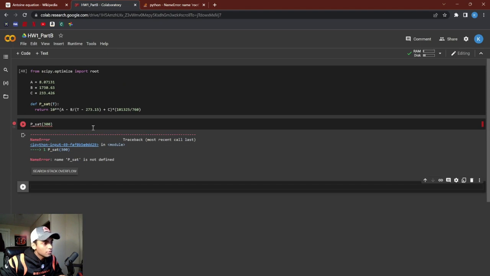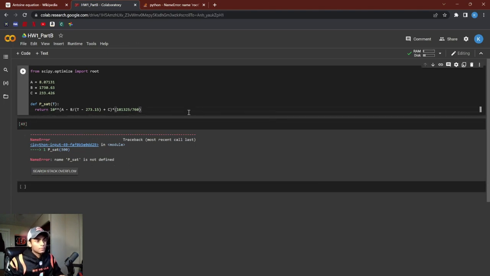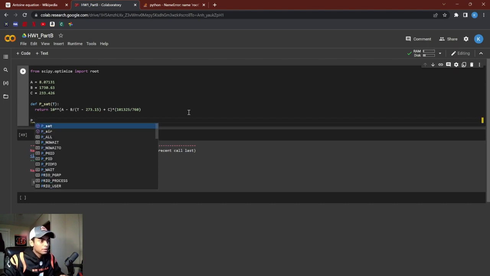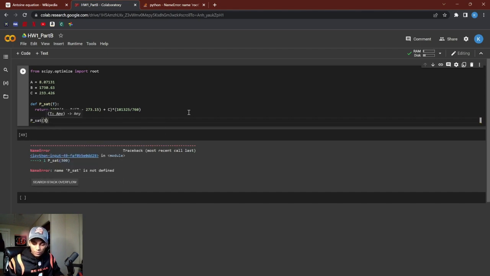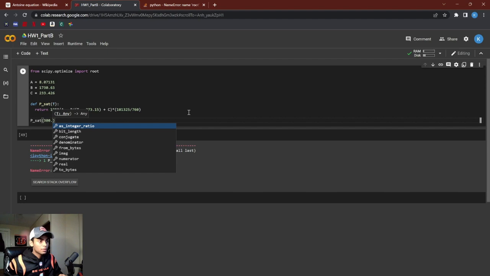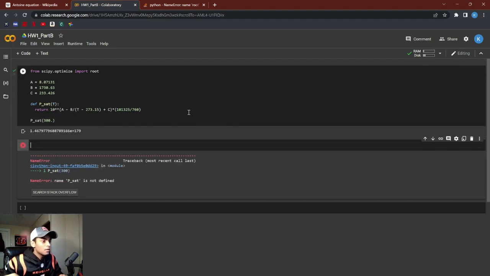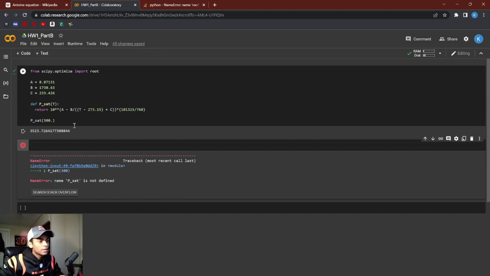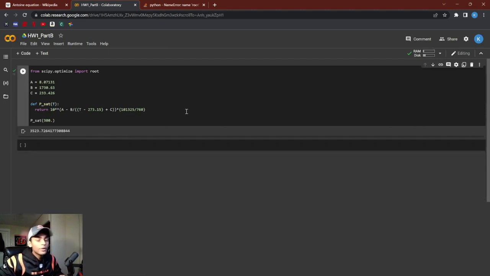PSAT is not defined. Well, that's strange. Oh, is it not on the local? It's possible that it's on local. Let's try here in the local frame of view. We're going to go PSAT of 300 degrees. That is an extremely large output. I'm not sure why we're getting that. Let's see. Maybe if this is it. Yeah, that's a lot more like it. So now we know that that function works.